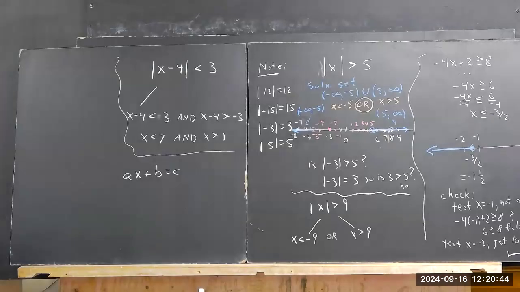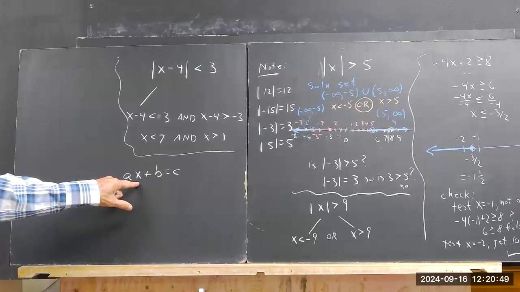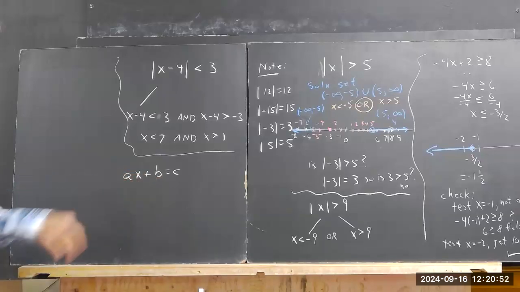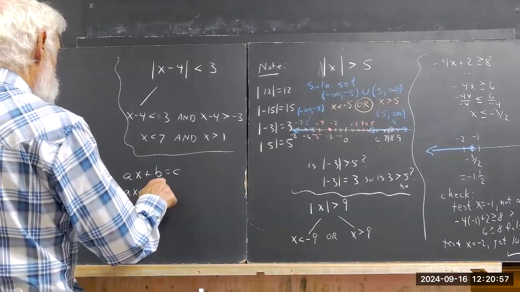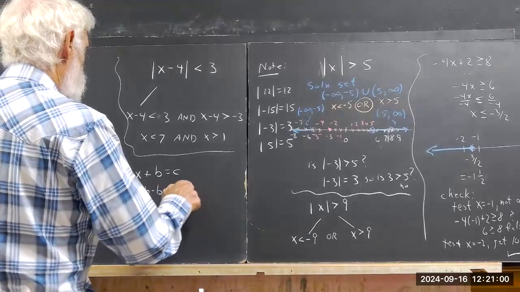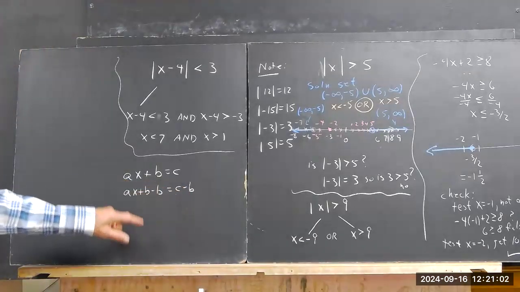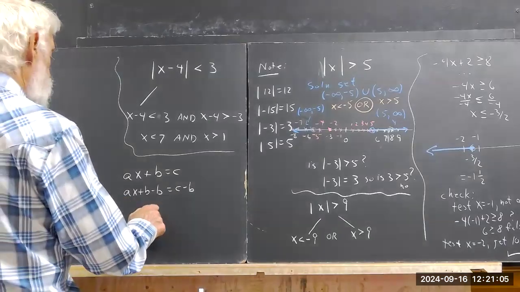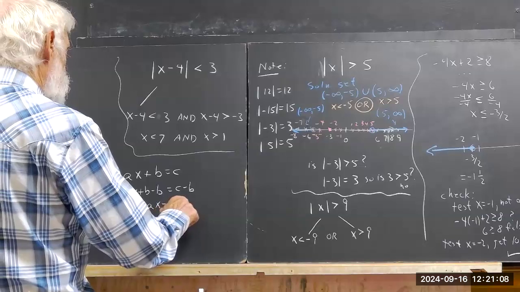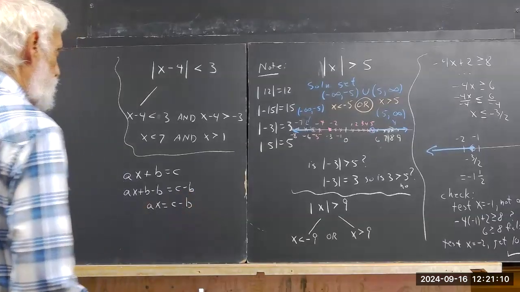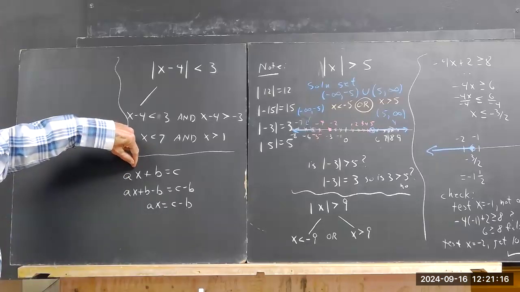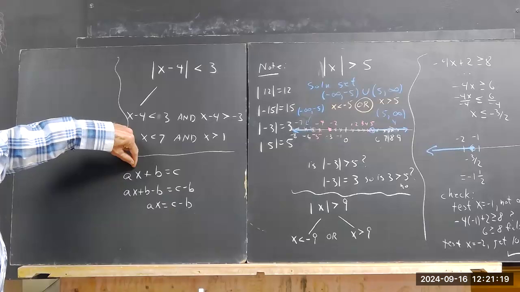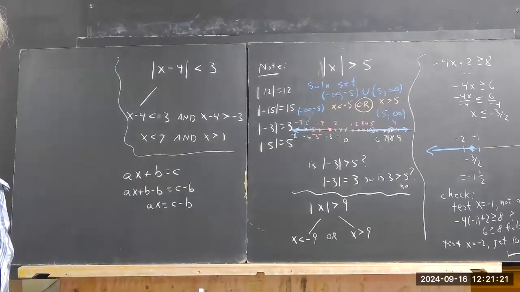How do you solve this? Well, you're trying to isolate x. You have a plus b here. Do this: subtract b from both sides, and we'll end up with ax equals c minus b. Okay. So that should be an obvious step. You're trying to get rid of everything but x over here, right? So we subtract b from both sides.